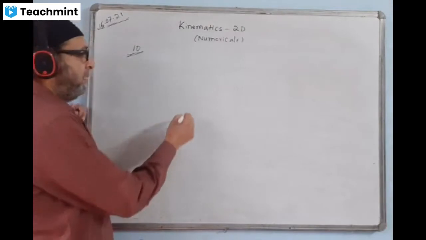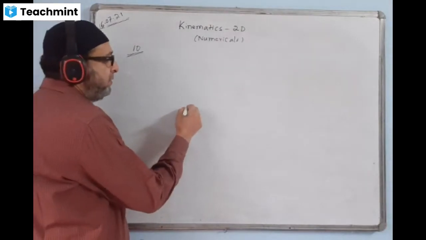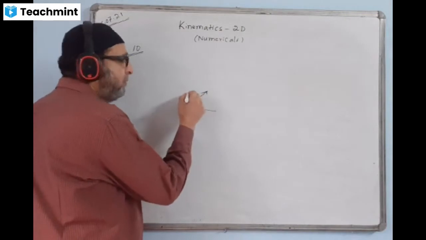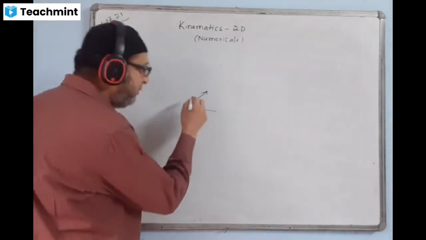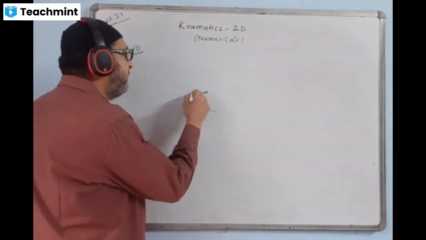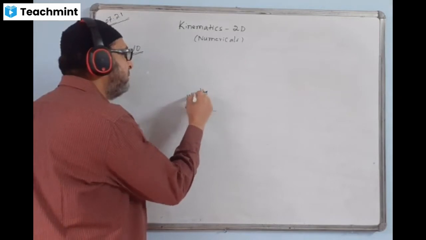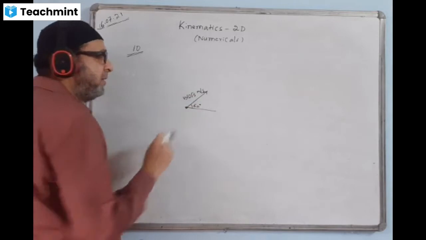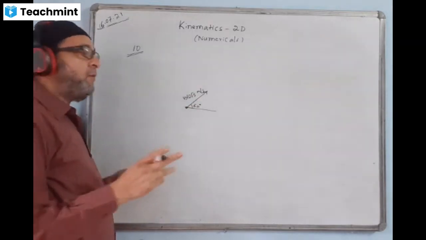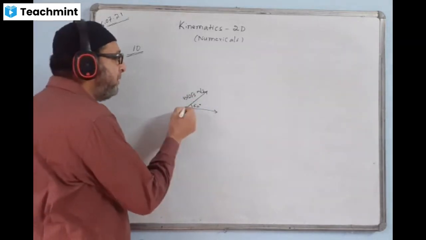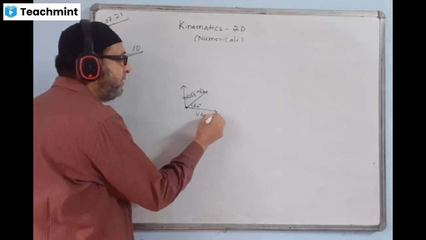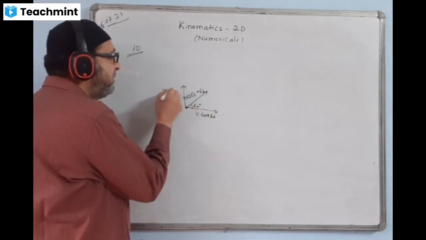We'll draw a diagram first. There is a particle. It is thrown with a speed of 10 root 5 meters per second. This is the value of V, making a 60 degree angle here. We will break this into two components. One component here, one component here. This value will come V cos 60 degree. This will come V sin 60.